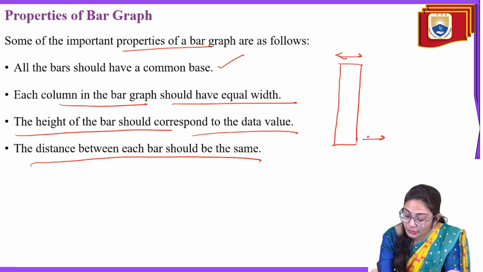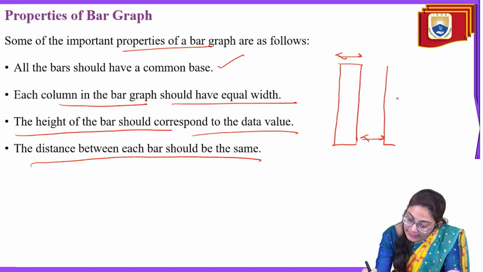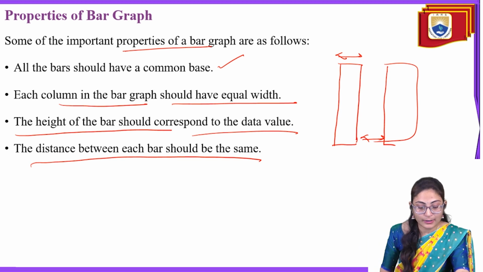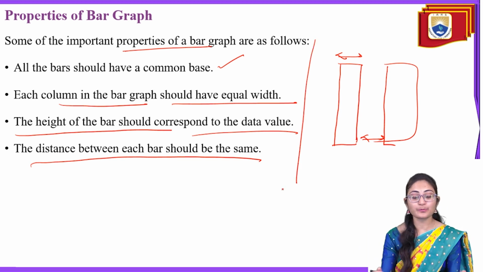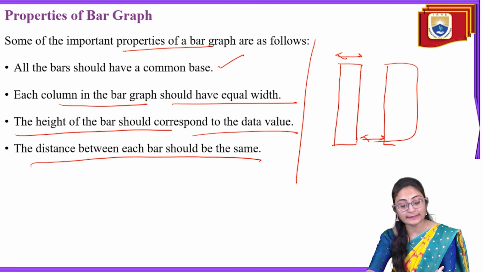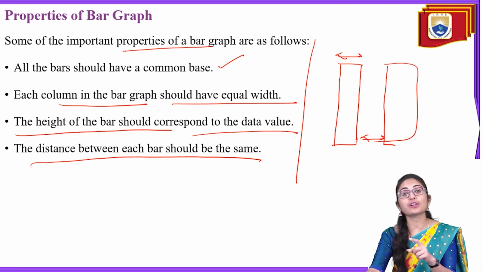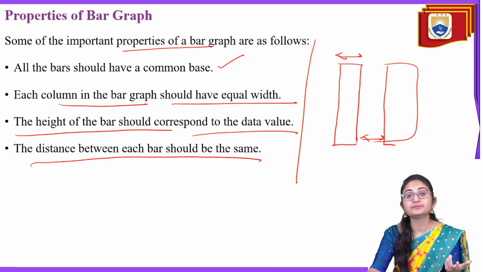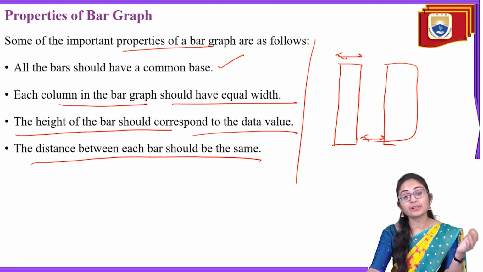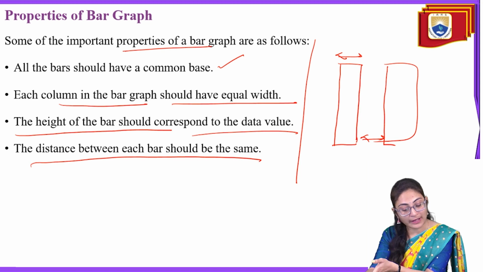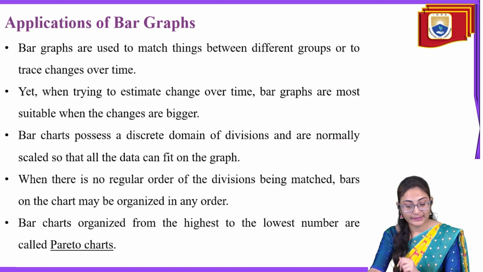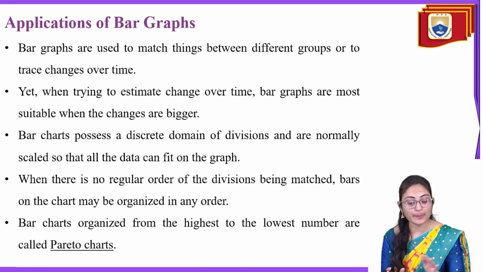The distance between each bar should be the same. It should not be different. So these are your properties. That means the properties are: there should be a common base, then each column in the bar graph should have equal width, then the height of the bar should totally depend on your data value, and the distance of each bar should be the same. Then there are some applications of the bar graph.